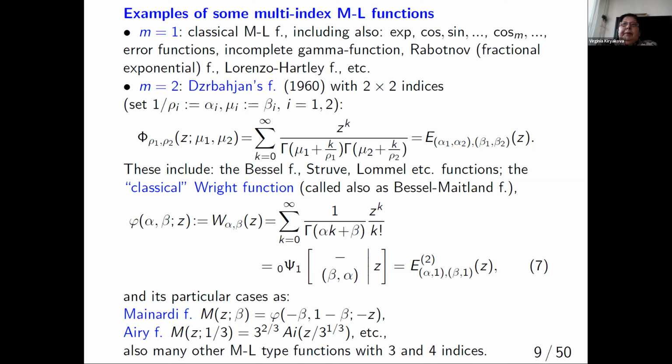The most important one is the classical Wright function 7, and also its particular cases as the Mainardi function, Airy functions, and many other Mittag-Leffler type functions with 3 or 4 indices.